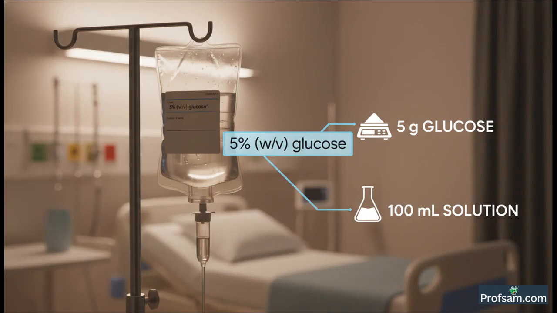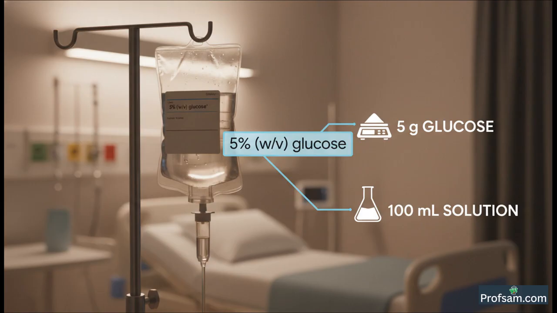Let's take a real-world example to understand this. Look at this IV drip from a hospital. On the label, it says 5% W/V glucose. Now, this is not just a suggestion. It is a very precise medical instruction. It means there are exactly 5 grams of glucose for every 100 milliliters of the solution.